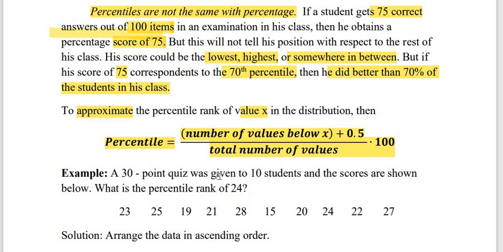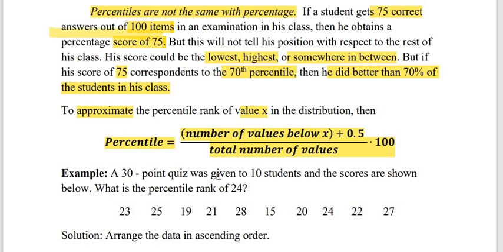So, percentile is equal to the number of values below x. So, tandaan natin, ang x yan ng ating data. Imagine, yan ang iyong score. So, number of values below x plus 0.5. 0.5 as is na yan, hindi na yan maiiba. Divided by the total number of values, bilang or yung ating n. Multiplied by 100. So, that is our formula for finding the percentile.